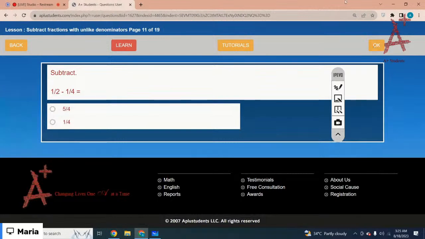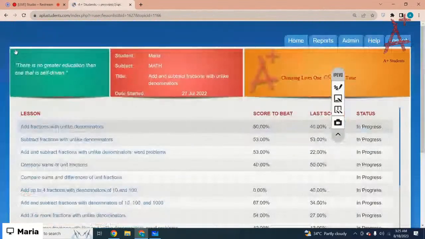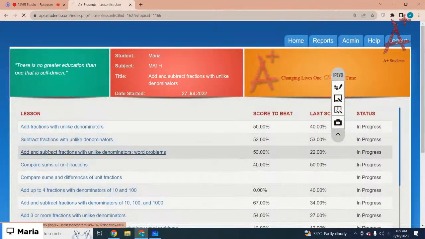Okay, you can complete the lesson by yourself later today. So let's just start with the next lesson. The next lesson is add and subtract fractions with unlike denominators, word problems. So let's just start with the word problems.